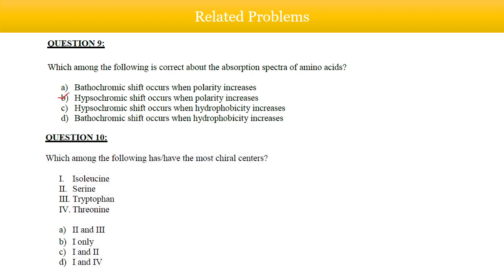Now, which among the following has or have the most chiral centers? Isoleucine, serine, tryptophan, and threonine. In terms of chirality, when you glance through the amino acid structures, you can see that isoleucine has two chiral centers, and threonine also has two chiral centers. So among these amino acids, isoleucine and threonine have the most. So 1 and 4, that is option D.